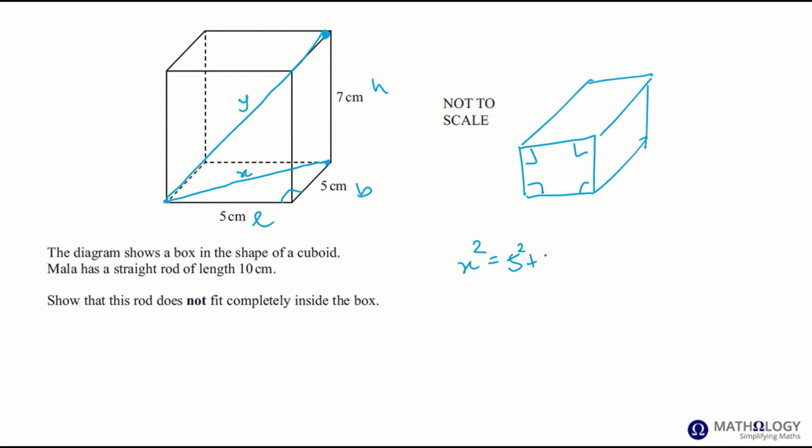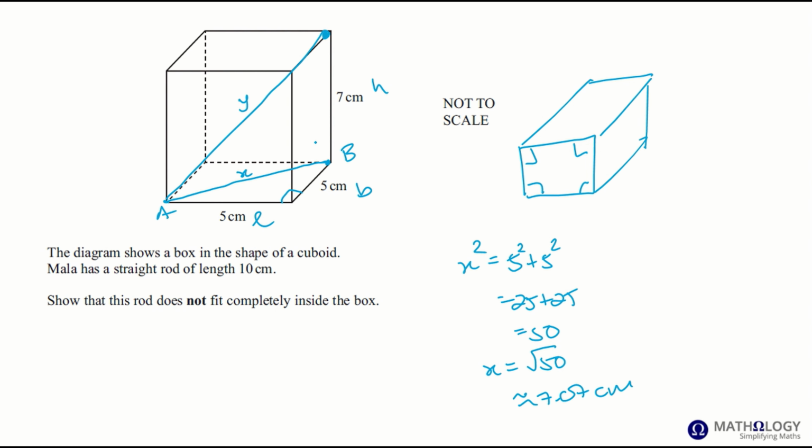X squared is 5 squared plus 5 squared. So that's 25 plus 25, which is 50. So x is the square root of 50 which is approximately 7.07. So clearly the rod would certainly not fit if we just label that AB, those endpoints of the diagonal. That rod would certainly not fit inside the box from A to B because the rod is 10 centimeters. It would extend outside of that box.